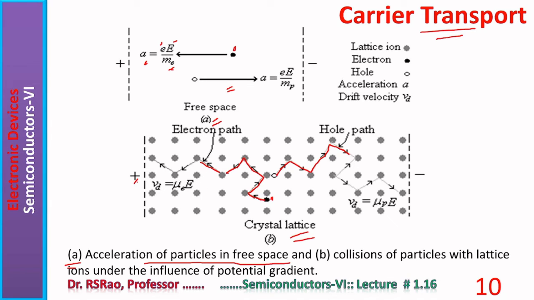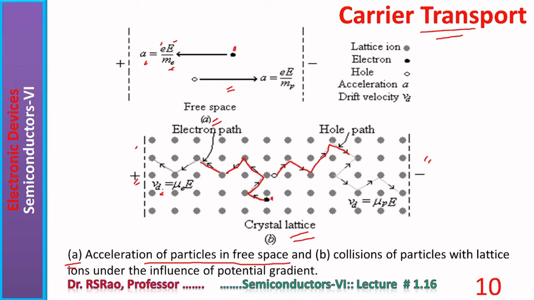Now, when voltage is applied, left side positive, right side negative, in addition to the random movement, electrons and holes also possess a certain amount of drift. This drift is towards the positive terminal for electrons, and towards the negative terminal for holes. The velocity with which it drifts is the drift velocity.